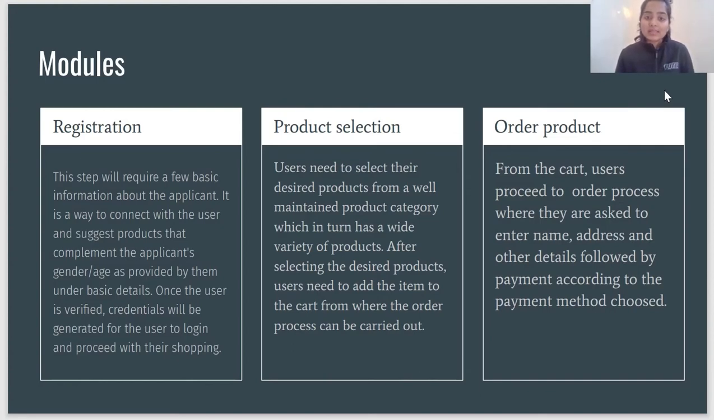In the product selection module, the users need to select their desired products from a well-maintained product category, which in turn has a wide variety of products. After selecting the desired products, users need to add the item to the cart from where the order process can be carried out. In the last module, from the cart, the users proceed to the order process, where they are asked to enter name, address and other details, followed by payment according to the payment method chosen.